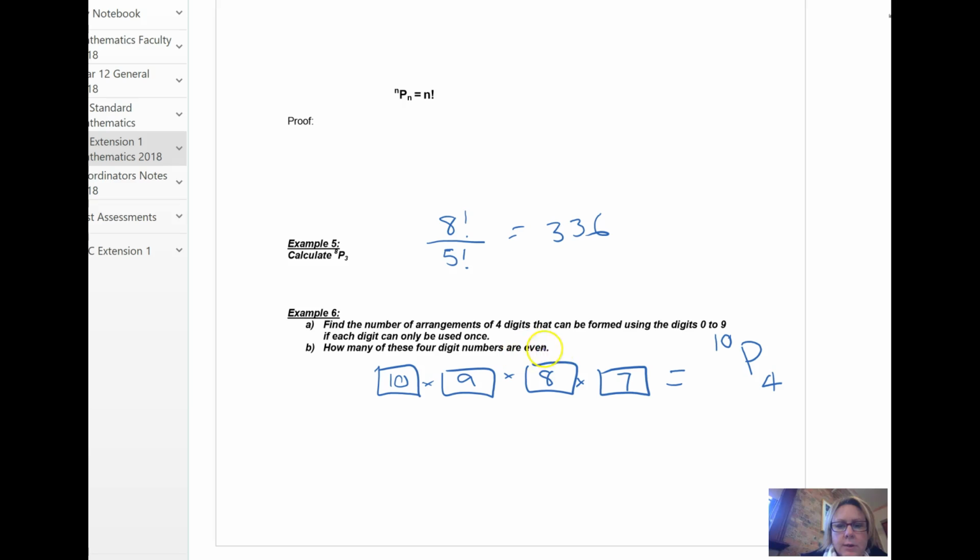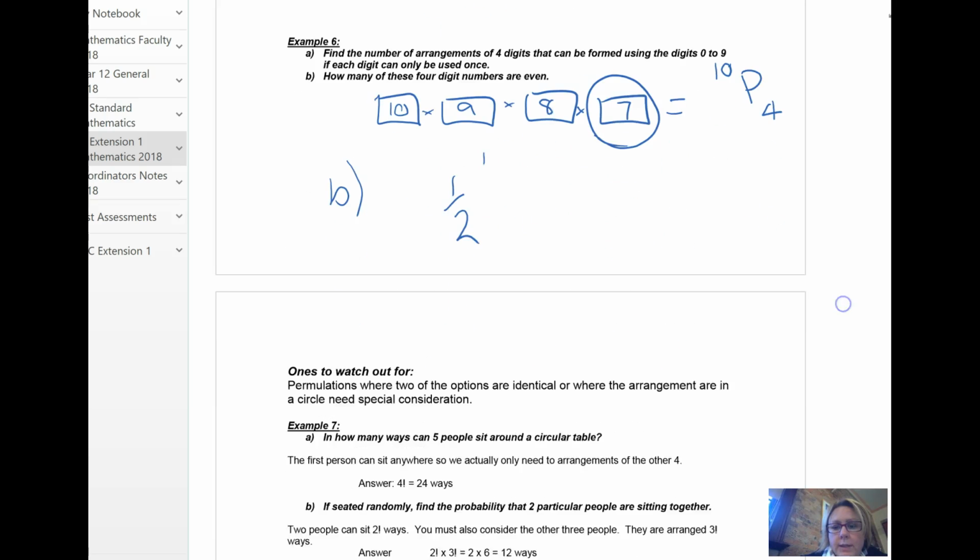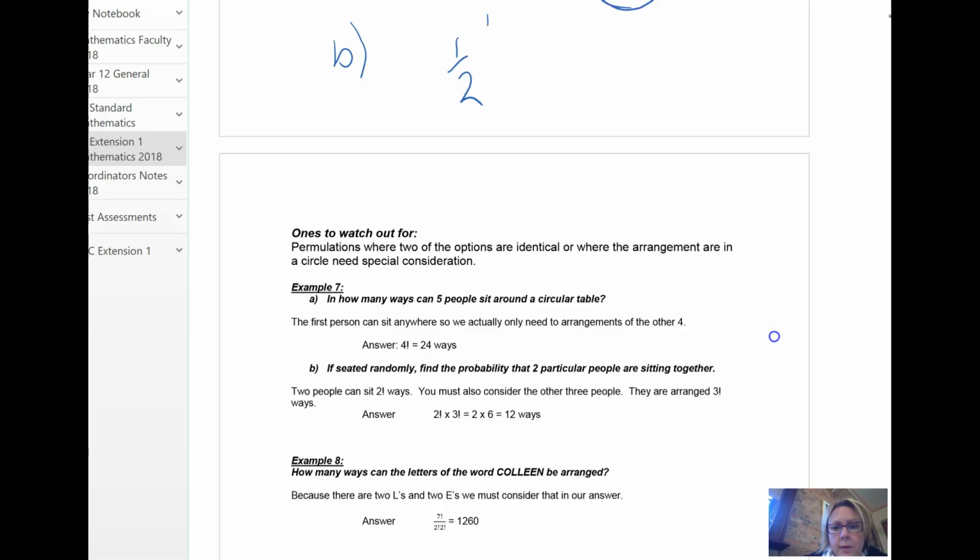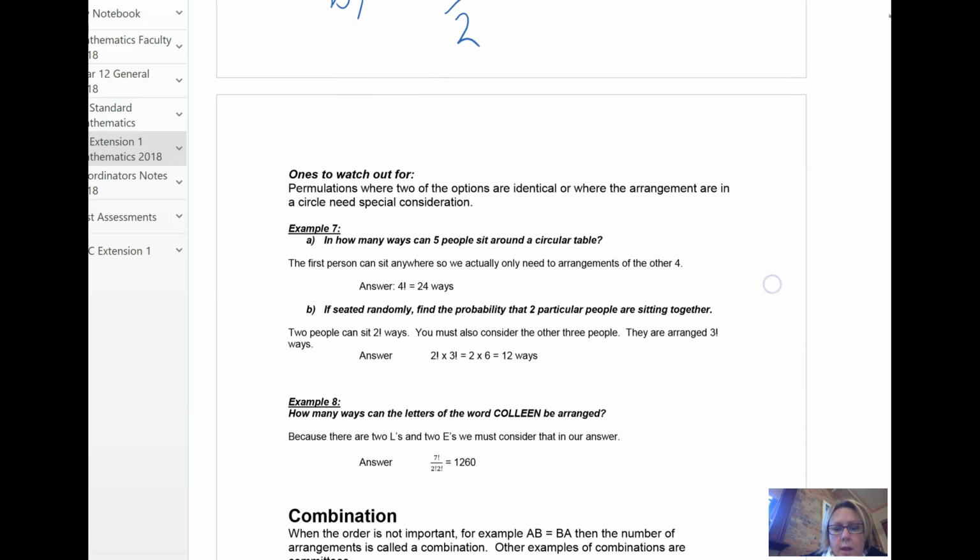How many of these digits are even? Half. Because the last number, there's half a chance of it being even and half a chance of it being odd. So it's always a half, that question. Okay, I'll come back to this.